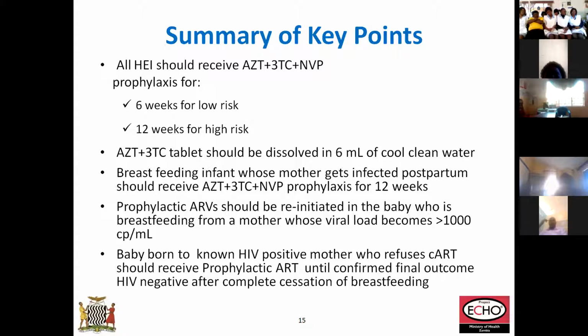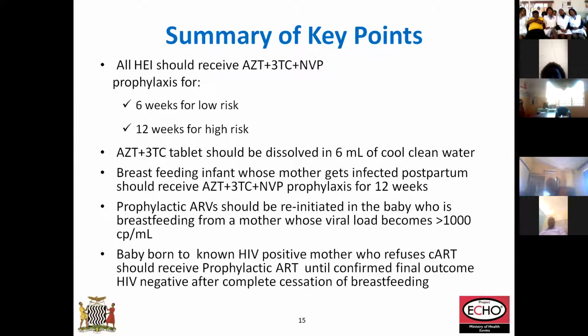So that the amount of fluid that you have made is not going to go on the shelf for a long time. I've given an example for the one weighing 2 kgs to 2.499. They will consume 2 meals per day. So within 3 days, the solution is finished. And a breastfeeding infant whose mother gets infected postpartum should receive AZT 3TC prophylaxis for 12 weeks.